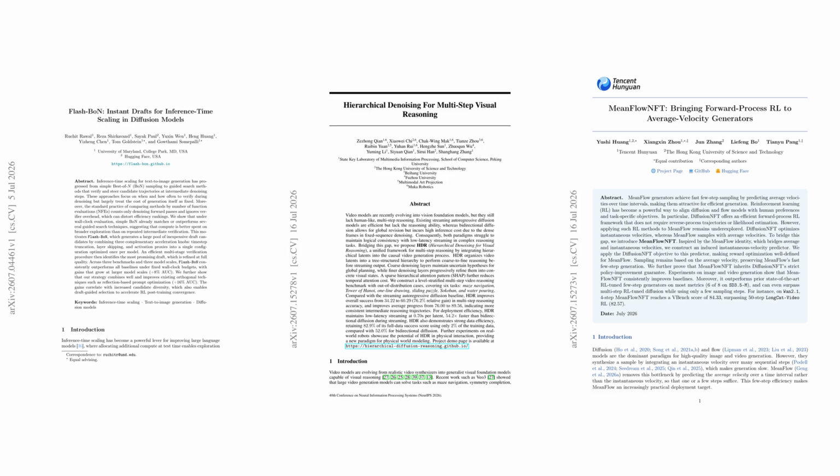We'll see why cheap drafts can beat elaborate search, why video models benefit from tree-like memory, and how reinforcement learning can upgrade 4-step image and video generators.